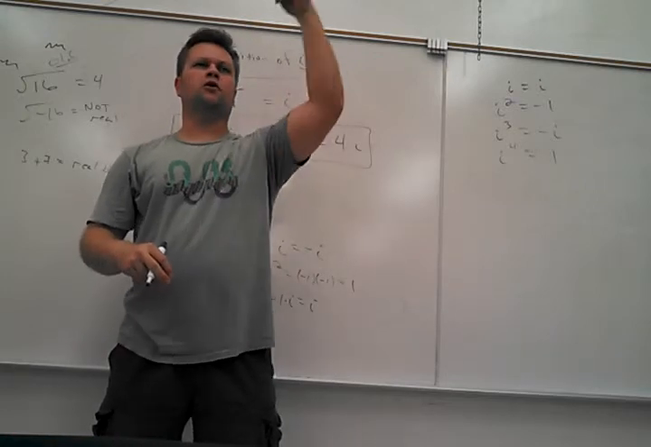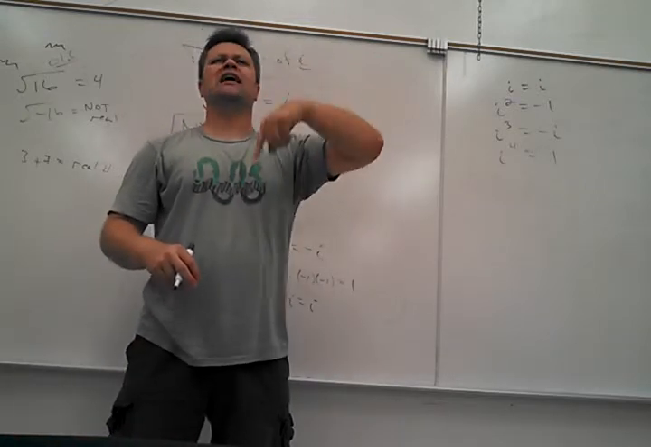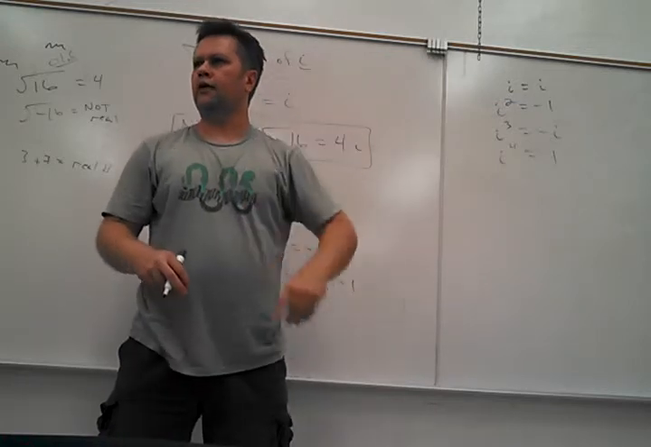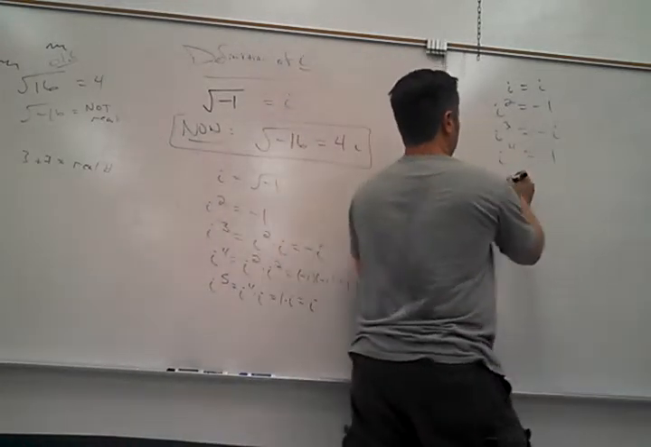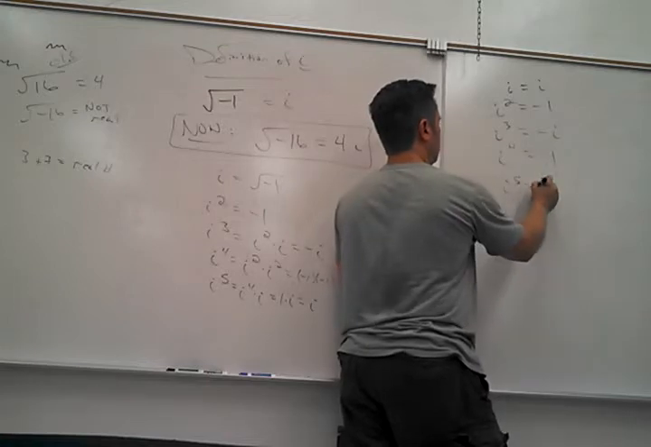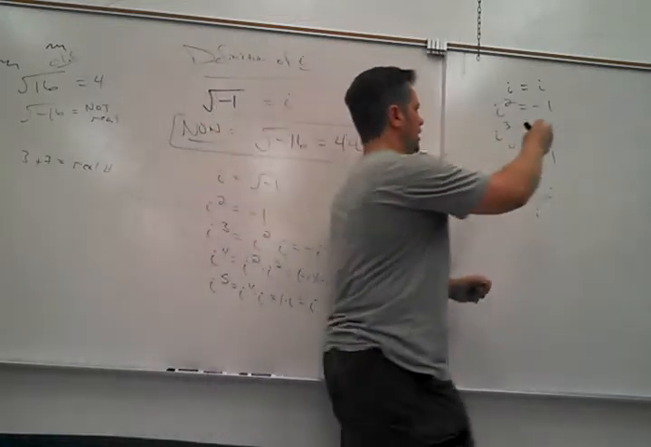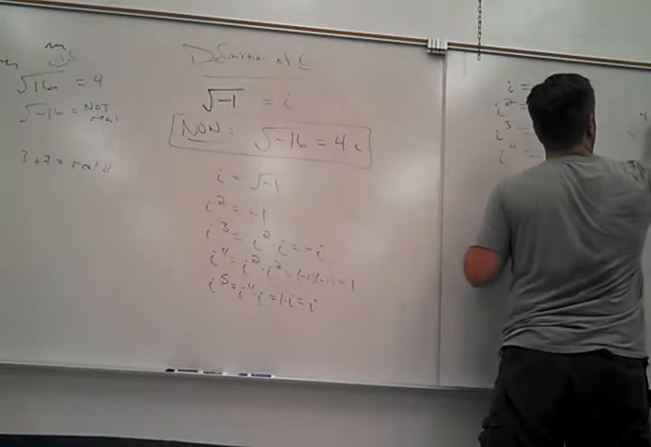So this is something we call cyclic. There's a cycle to it. It keeps repeating itself, like sunspots, roughly every 11 years. So i to the 5th would be i again, and so forth. Here's the really neat thing. Can anybody work out for me what i to the 413th power would be?